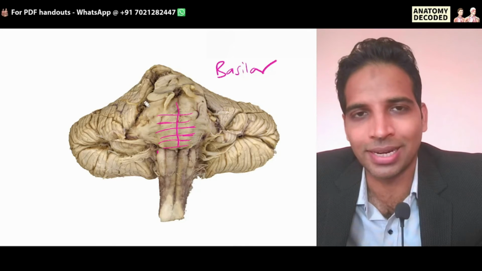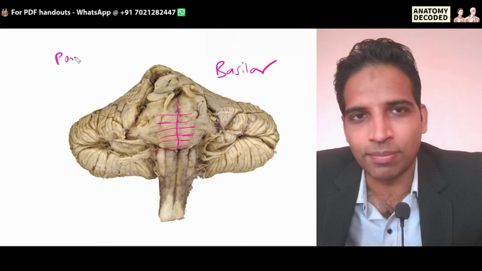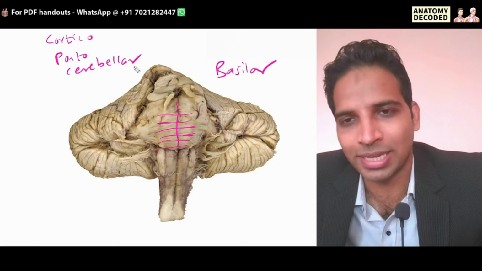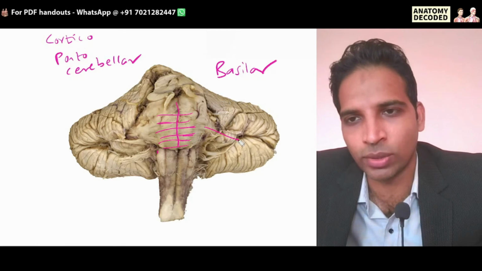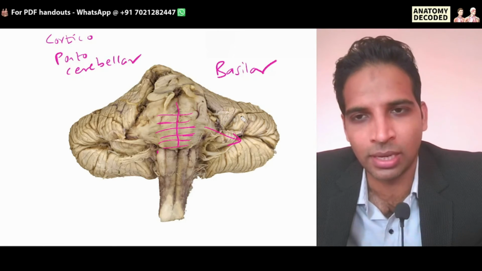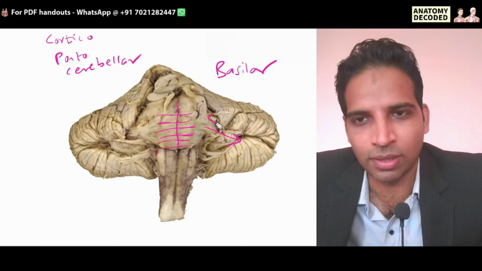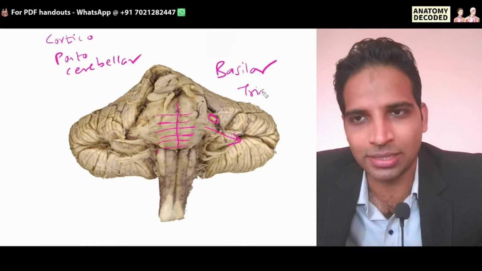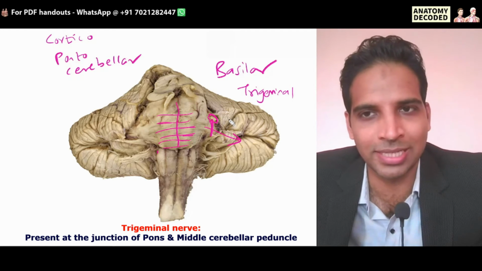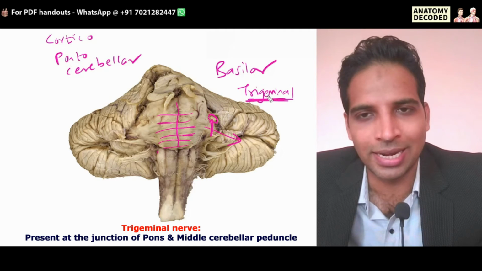These are produced due to the underlying pontocerebellar fibers. Pontocerebellar fibers run horizontally. Actually the fibers come from the cortex, so they are also referred to as cortico-pontocerebellar fibers. Those fibers running horizontally going towards the cerebellum produce these horizontal transverse striations on the anterior aspect. And on the anterior aspect of the pons, there is one nerve seen prominently, the trigeminal nerve. The trigeminal nerve marks the junction of the pons with the middle cerebellar peduncle.